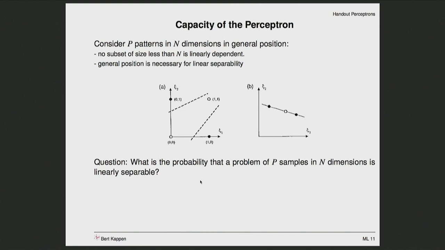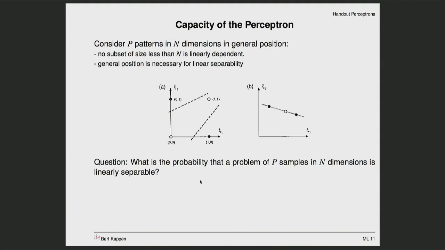So another curious fact about the perceptron is its capacity. The capacity is about how many instances I can learn with such a machine, with such a perceptron.